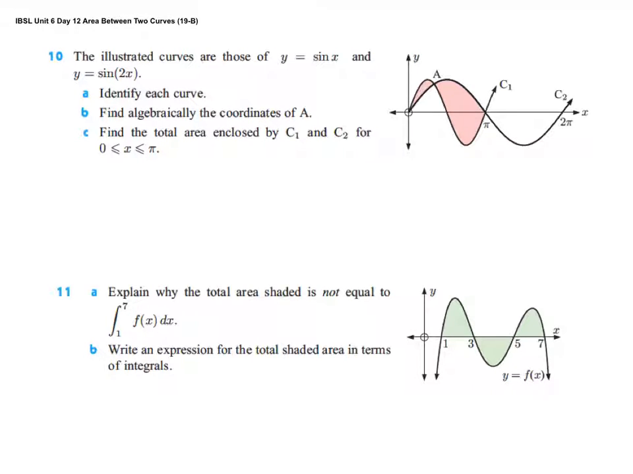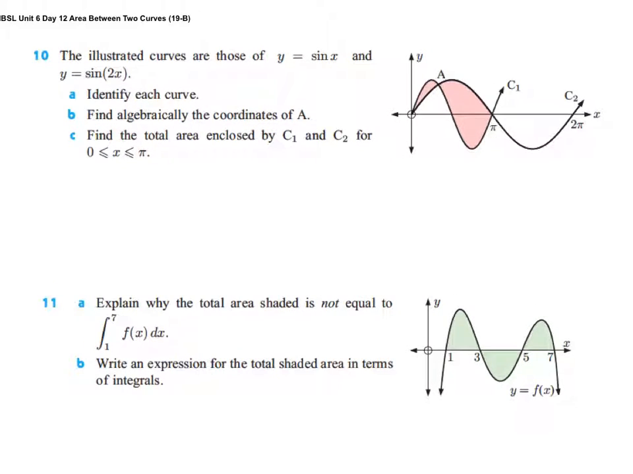The illustrated curves are those of y equals sine of x and y equals sine of 2x. Which one is which? The smaller one is 2x. The shorter one there is 2x. The wider one there is sine of x. So I'm going to label that before I forget. Here's sine of 2x. Here's sine of x.